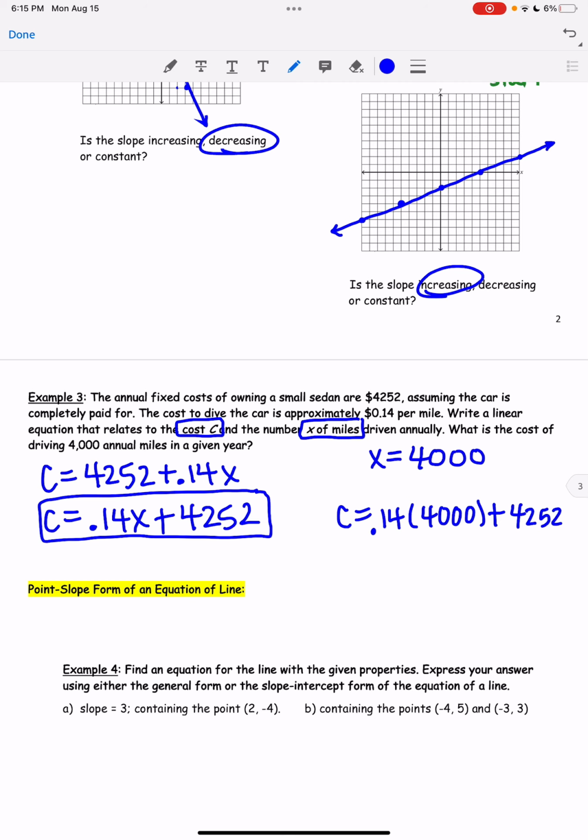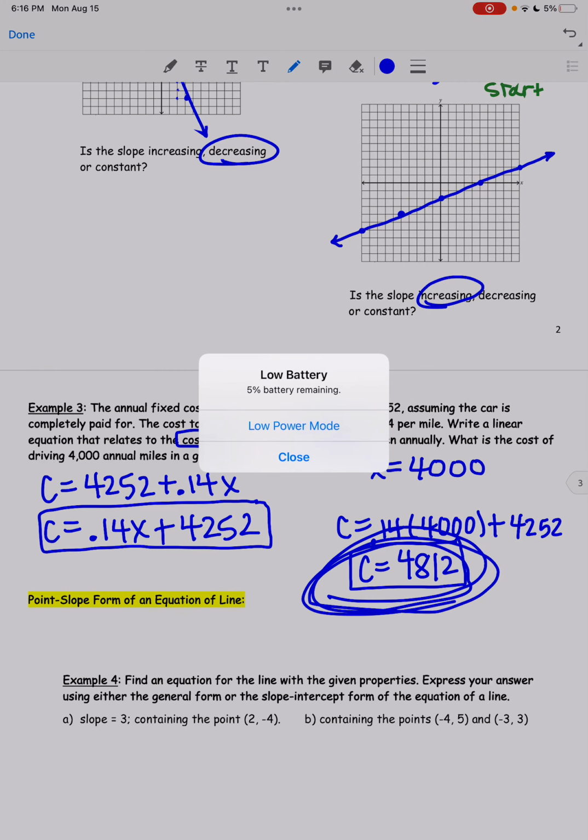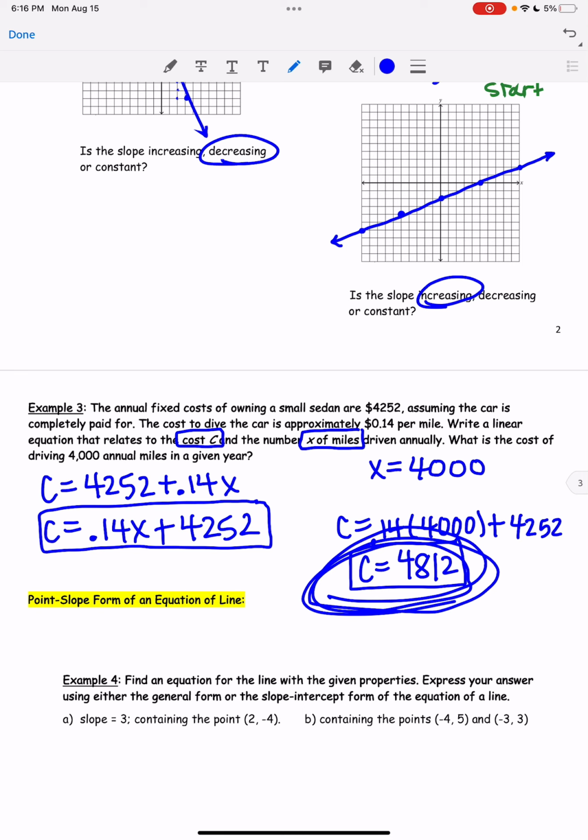Okay. So then that's just calculator work. Plug that into your calculator and you should get 4812. So if we had more room, we would write that out. Word problems need word answers. So because I don't have room to write that out, what does this mean in relation to my problem?